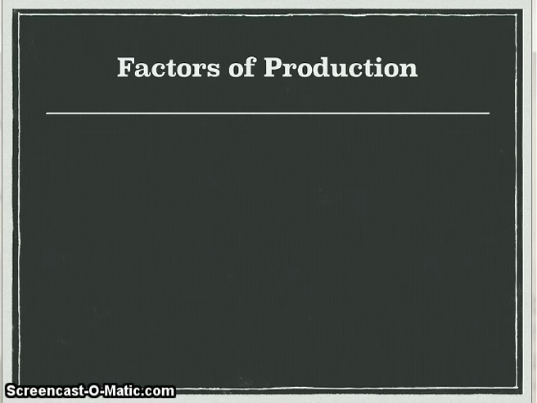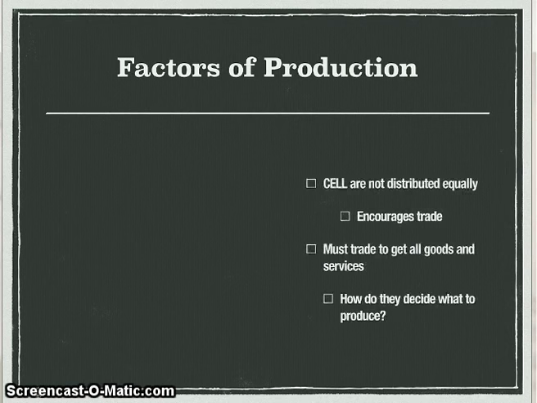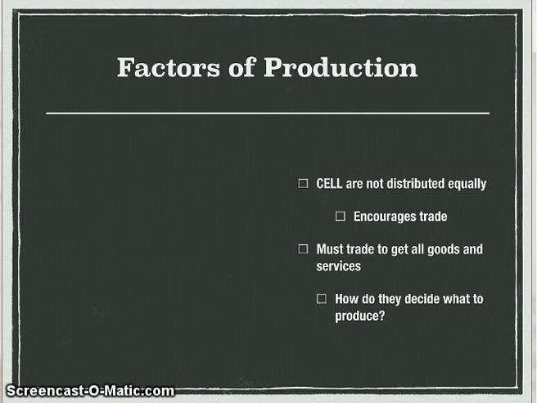Factors of production. Remember the factors of production, CELL: natural resources, human resources, capital resources, and entrepreneurship. They're not equally distributed throughout the entire world. For example, Iraq doesn't have very much water, so therefore they need to use their water carefully. This uneven resource distribution encourages nations to trade in order to improve their citizens' standard of living. So in encouraging trade, they must trade to get all the goods and services they require.